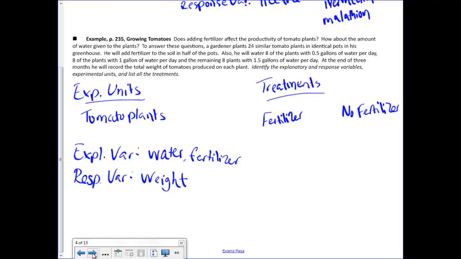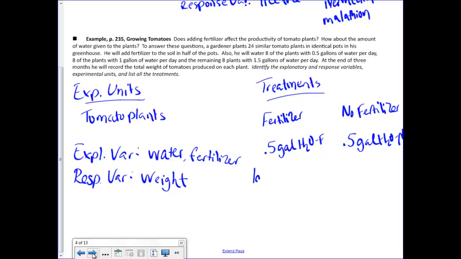But then what else do we know? There's different amounts of water that each of those plants get, right? 8 of the plants get half a gallon, 8 of the plants get a gallon, and 8 of the plants get 1.5 gallons. So of those that get fertilizer, we're giving half a gallon of water. And those that have no fertilizer, they also have half a gallon of water. Right? 8 of the plants get half a gallon of water, but 4 of them have fertilizer, 4 of them have no fertilizer. So you might say half a gallon water with fertilizer, half a gallon water with none.